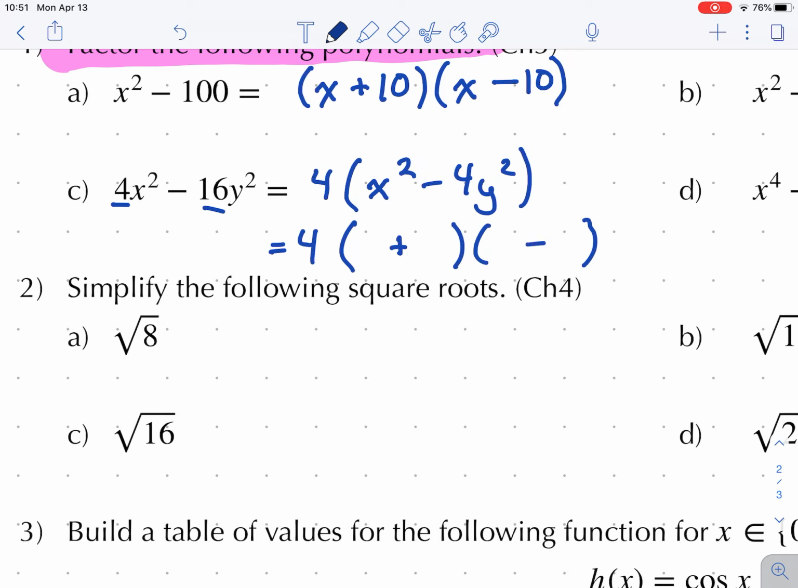So we keep our 4 on the outside, and then we write down our plus and minus. X will come first, because the square root of x squared is x. Then the square root of 4y squared is 2y. So it'll be plus 2y minus 2y. And that is our solution.